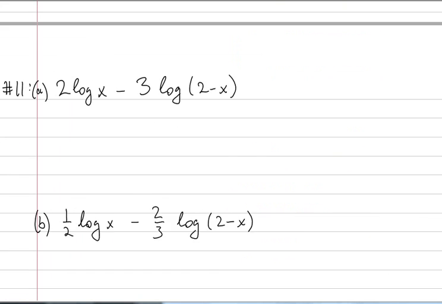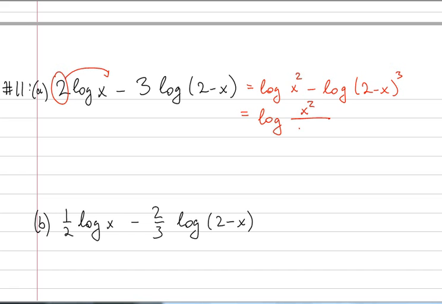Okay, next question is asking the opposite. So you want to bring all the exponents inside the log. So we'll bring this 2 inside the log and we'll put it in the exponent. So this is log of x squared minus log of 2 minus x to the third power. And then the difference of logs becomes a quotient inside the logarithm. So this is x squared divided by 2 minus x, the whole thing cubed.